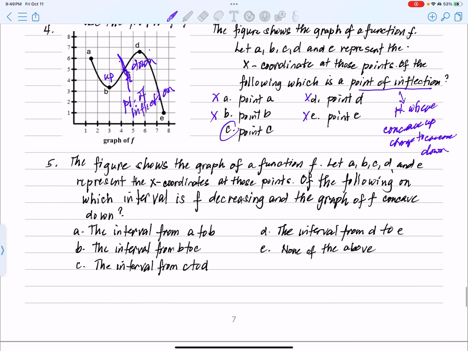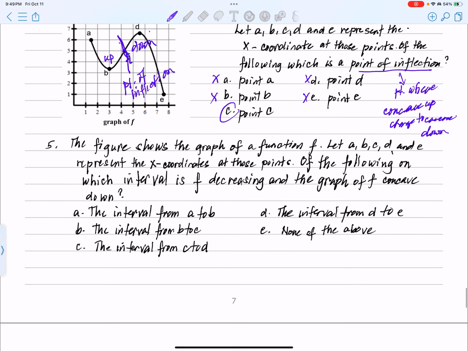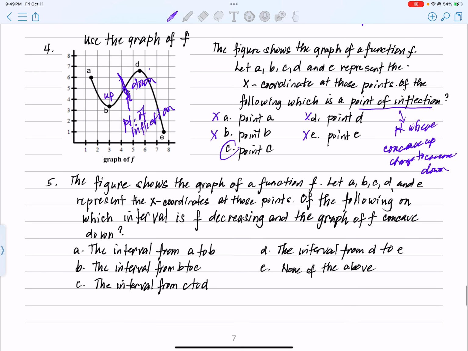Number 5. The figure shows the graph of a function. A, B, C, D, and E represent the x-coordinates of these points. Of the following, on which interval is the graph decreasing and concave down? Concave down, decreasing. So we're not going to look at this part right here. We'll just look at the concave down.